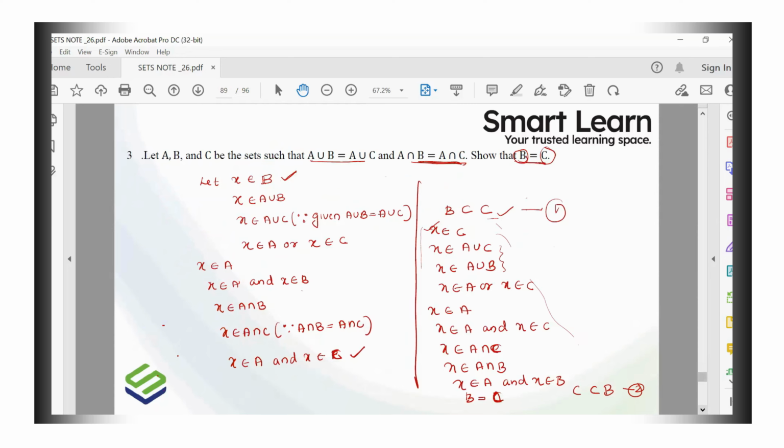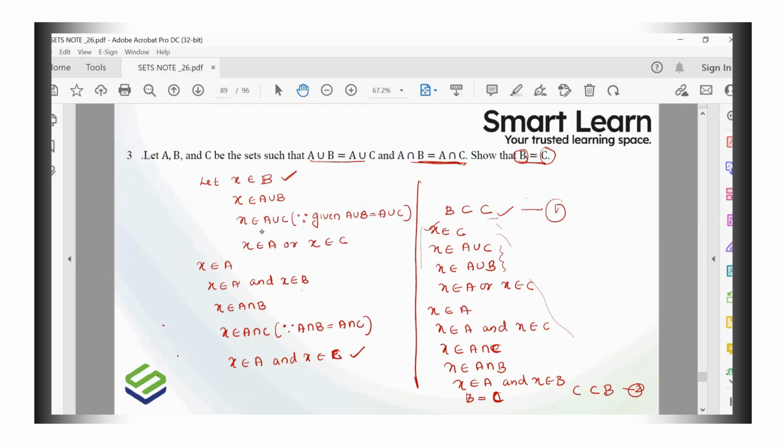Now, let A, B and C be sets such that A union B is equal to A union C, and A intersection B is equal to A intersection C. Show that B equals C. So, you have the given conditions, so you have to use them. I will start with B. Let X be an element of B. Then X is an element of A union B, and A union B is equal to A union C. So X is an element of A union C.